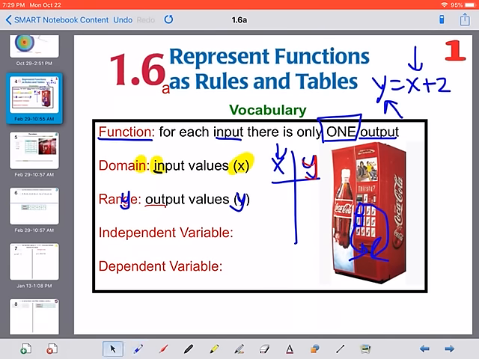Our independent variable, these two are very similar to these two up here, just different words or terms to describe them. These are more science terms. Independent variable is our X values, again, what we put in to the equation. It's independent. It stands by itself. Our dependent variable is then Y. We don't know what Y is over here until we know what we're putting in for X. So our Y is dependent on our X value. So let's take this and look at a couple problems.